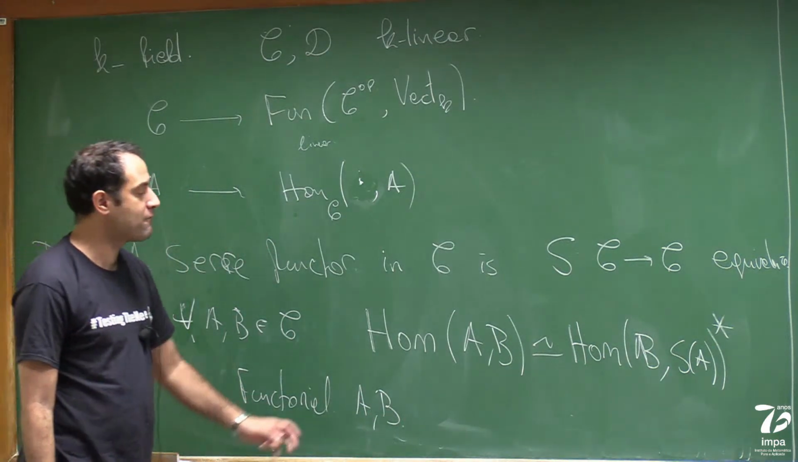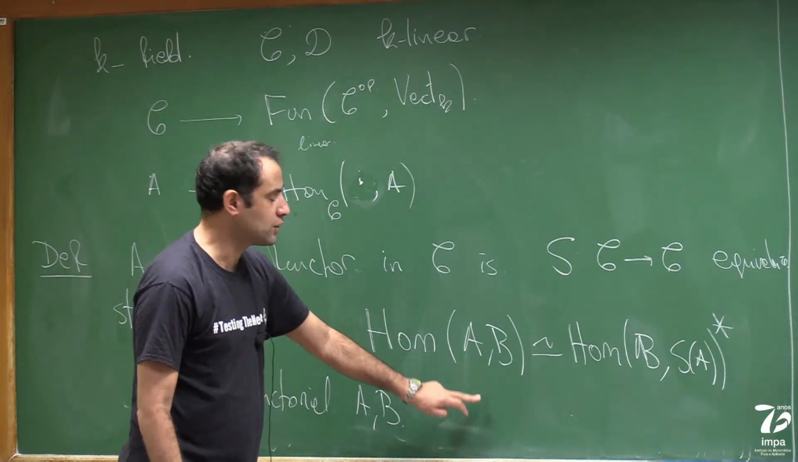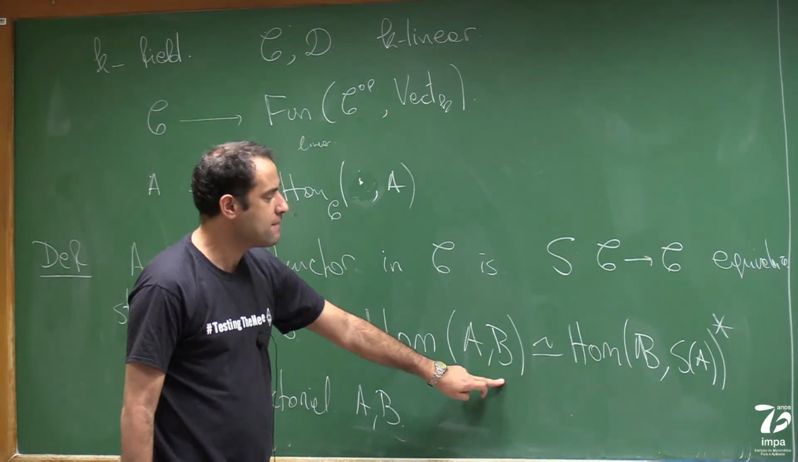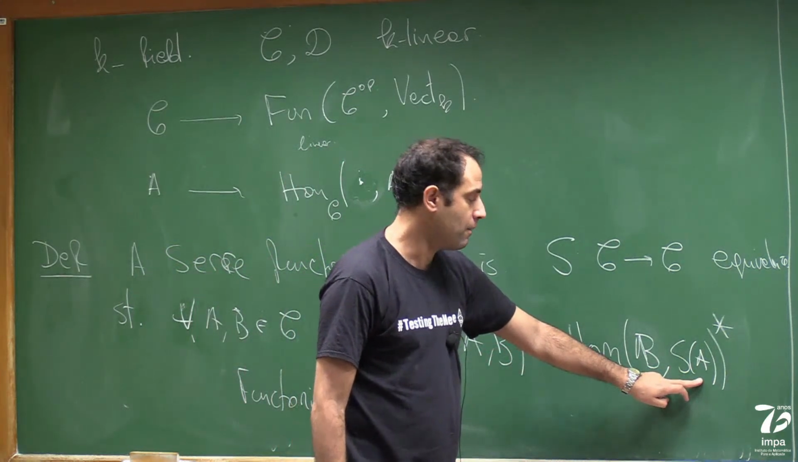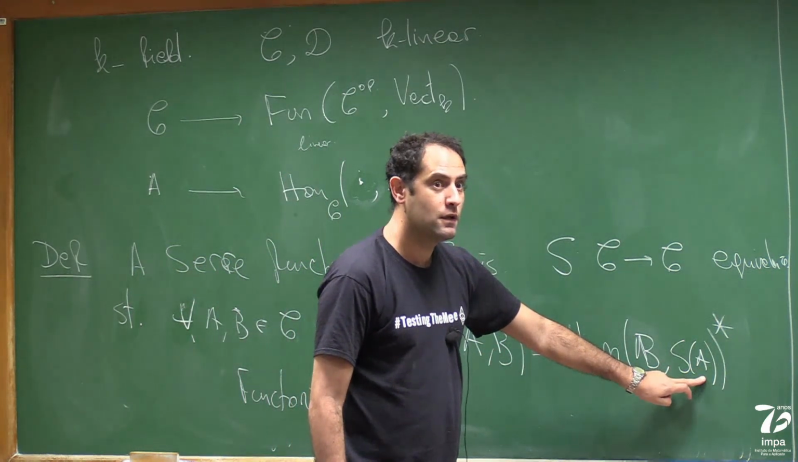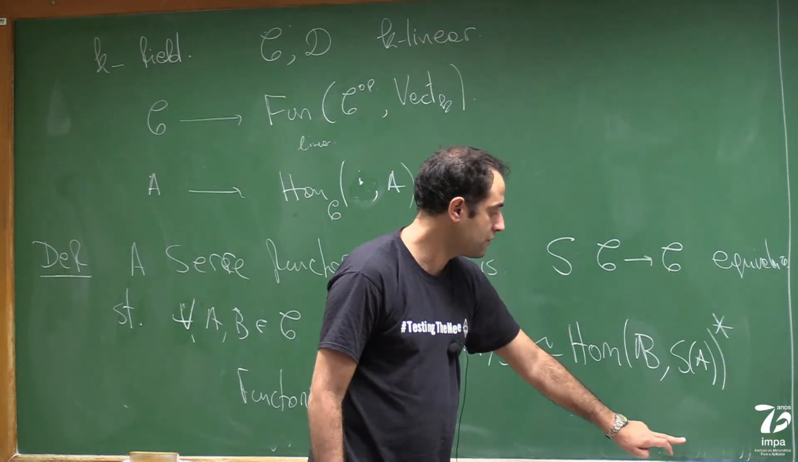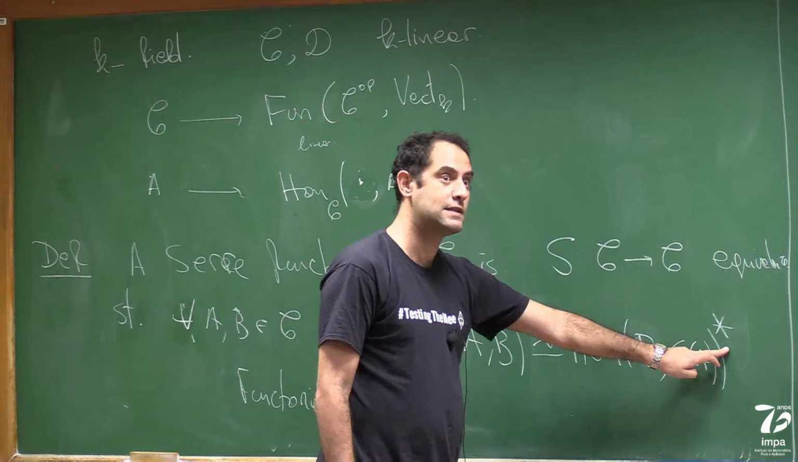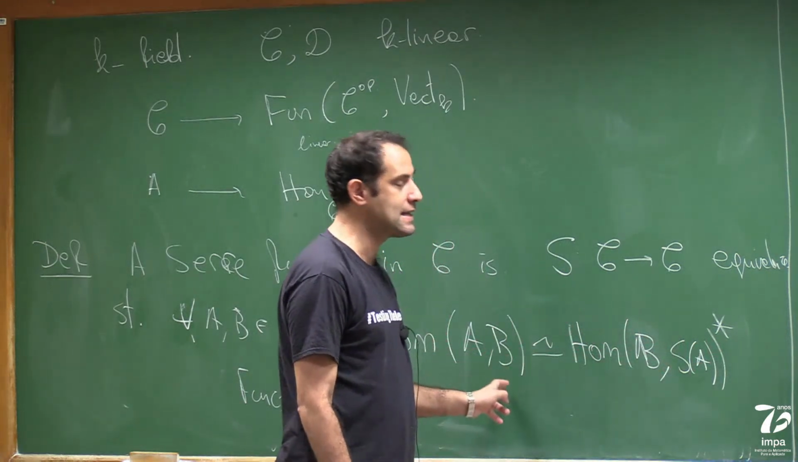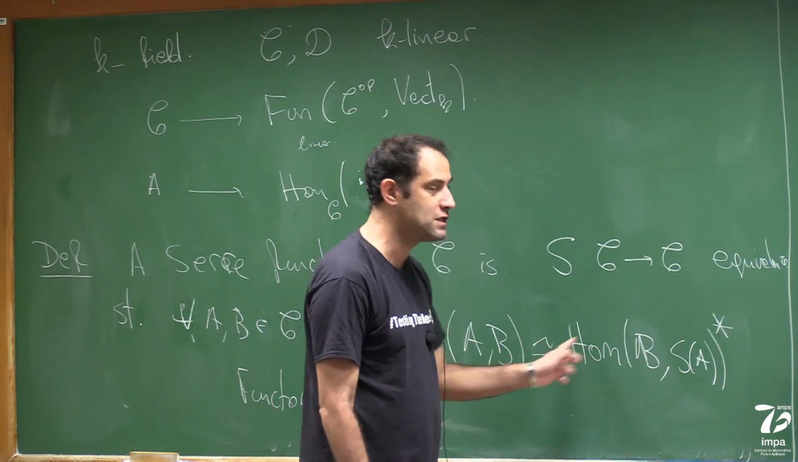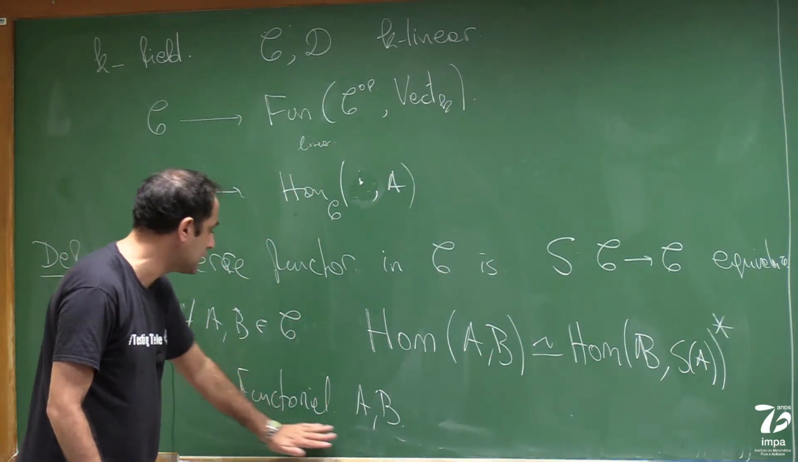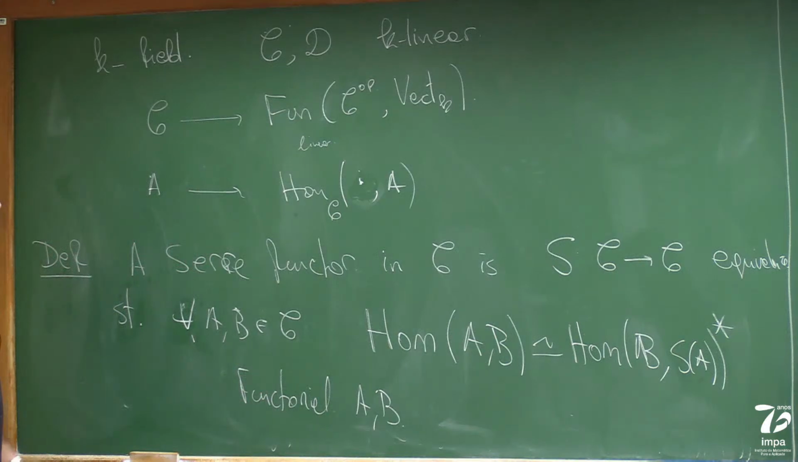If you have a map from A to C, this functor is contravariant. You get a map from hom(C,B) to hom(A,B). You get a map from hom(B, S of A) to hom(B, S of C), but since you're taking duals, you also get a map in this direction. That's why we need these duals here, and we're going to require that this diagram commutes, and the same thing for a map from B to B prime, or from B to C. Okay? So it's clear what this functorial means in this setting. So that's what a Serre functor is in a category.